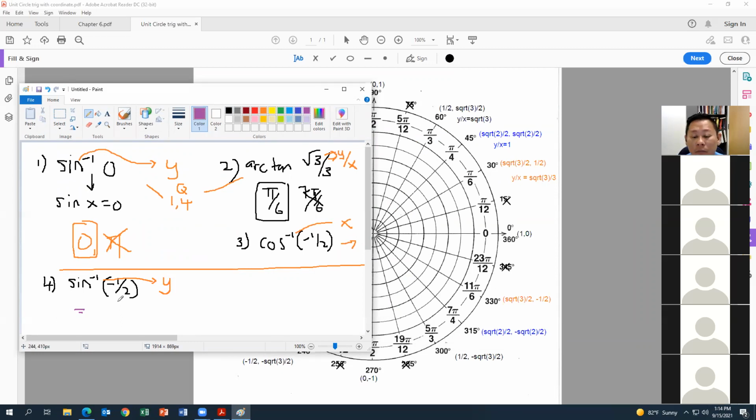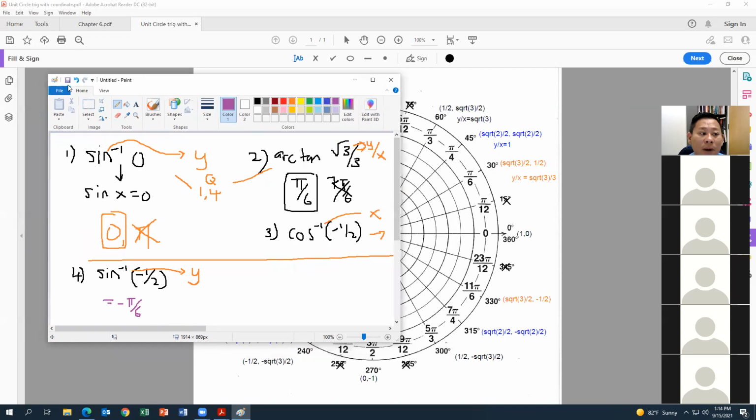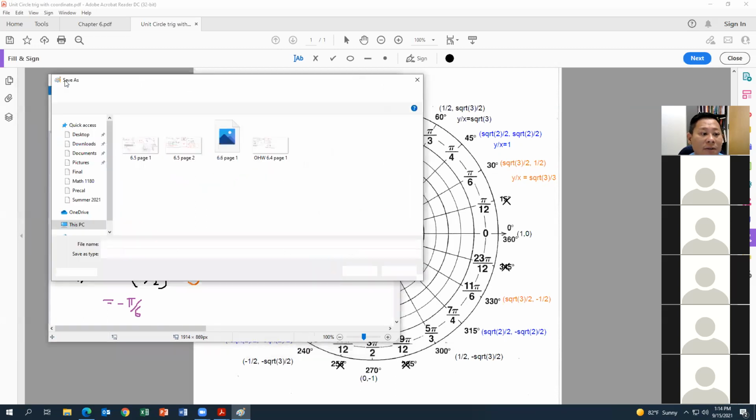11 pi over 6. Unfortunately, 11 pi over 6 is wrong because it has to be negative. So your answer will be negative pi over 6. Instead of going counterclockwise, you go clockwise. And the reason why I'm saying this is because if you remember, it's all based on the domain restriction.